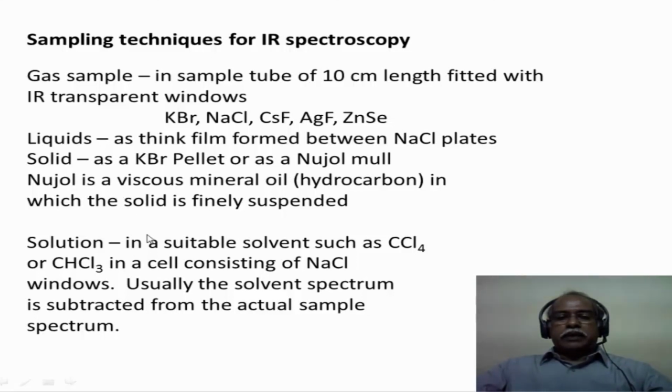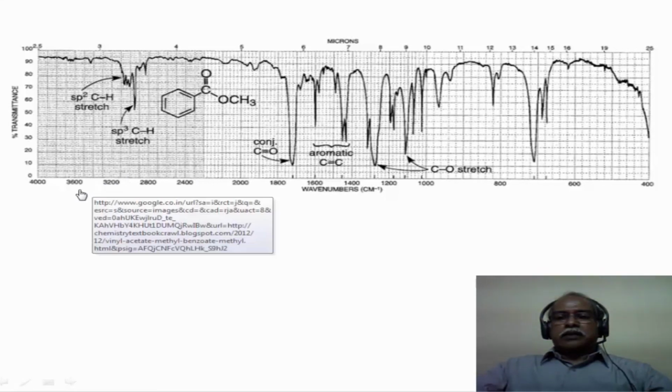One can also make the infrared spectrum using solutions. When the substance is dissolved in carbon tetrachloride or chloroform, a cell consisting of sodium chloride windows can be used to measure the solution phase spectrum. Usually the solvent spectrum is subtracted from the actual sample spectrum, because the solvents also have some windows in which they absorb the infrared radiation. So that has to be compensated by subtracting the solvent spectrum from the actual infrared spectrum.